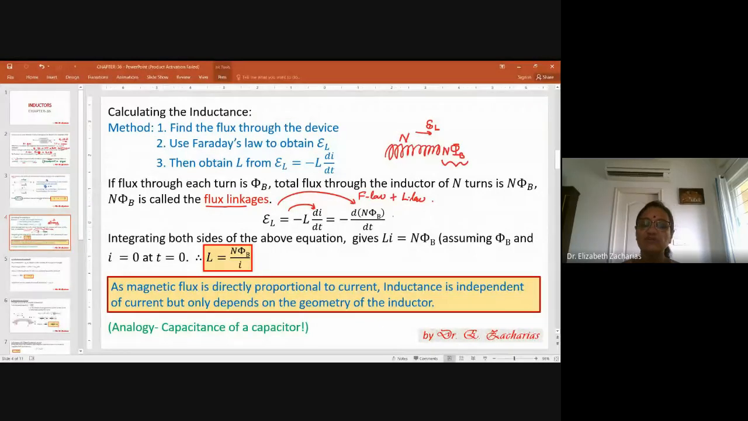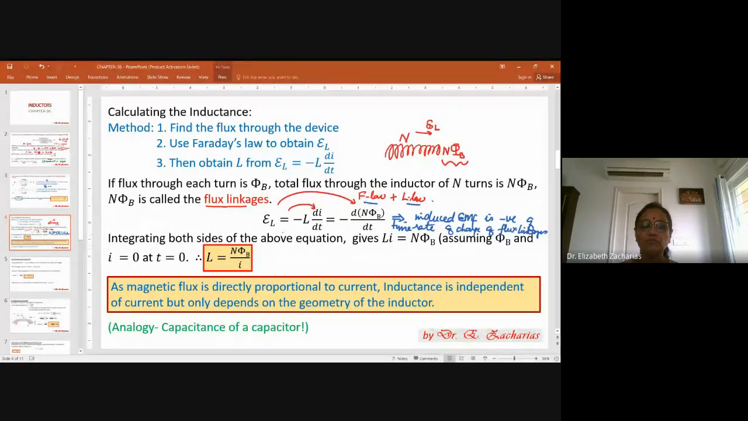You are now getting a new definition for the induced EMF. This implies that the induced EMF is the negative of the time rate of change of flux linkages. So induced EMF is minus d by dt of n phi b. Please note, this comes from Faraday's law and Lenz's law. Now, by comparing these two terms, you are able to write that.